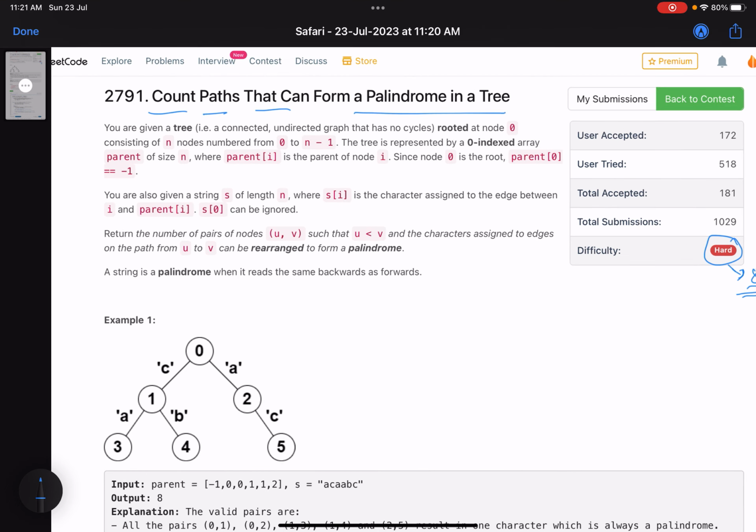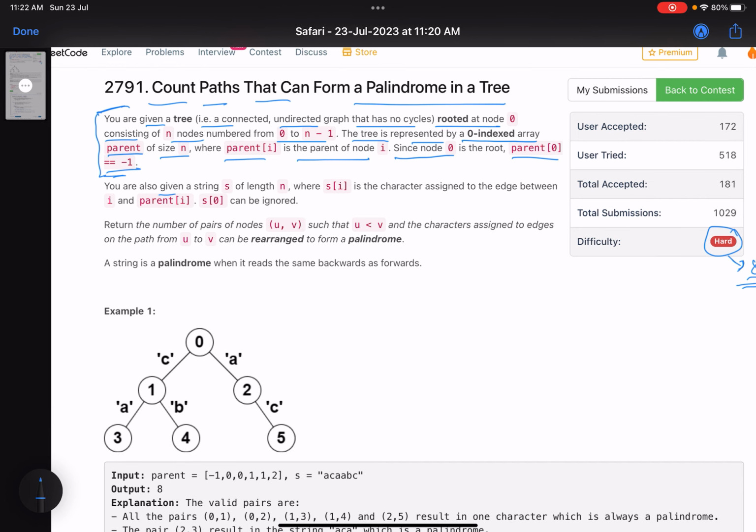Okay. So you are given a tree, that is a connected undirected graph that has no cycles and is rooted at node number 0. It consists of n nodes numbered from 0 to n minus 1. The tree is represented by a 0 indexed array, parent, of size n, where parent of i is the parent of node i. Since node 0 is the root, parent of 0 will be equal to minus 1. So this is the info that we have, how the tree will be given to us, right?